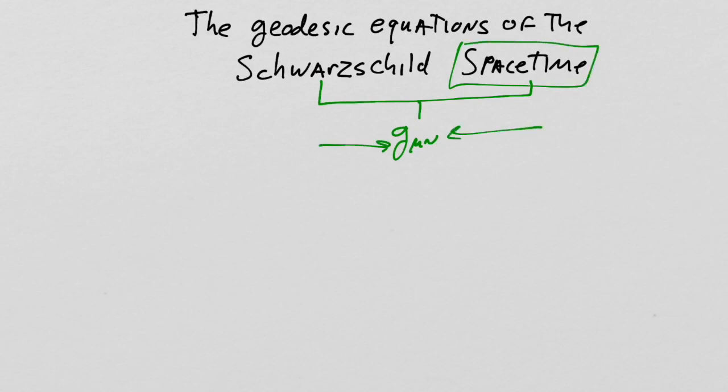And how we get that metric is through the Einstein equation, which is really the second half of this course, where we take the Einstein equation and we find this metric. But we are now going to presume that that's done, and we have a metric that describes the spacetime. In particular, it's the Schwarzschild spacetime.